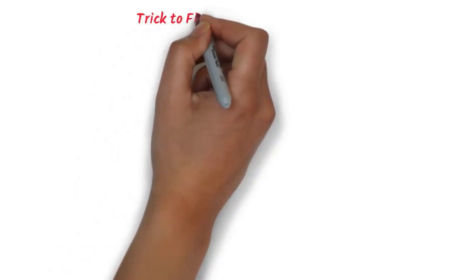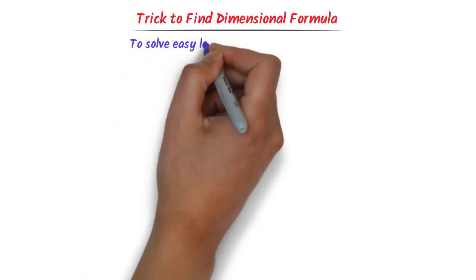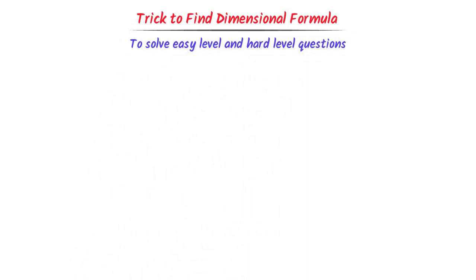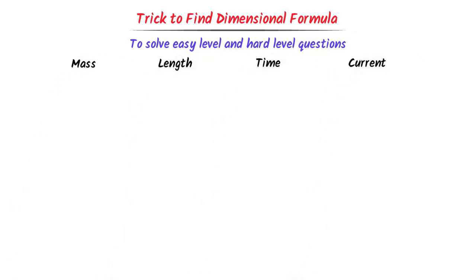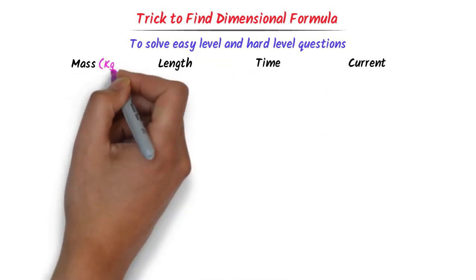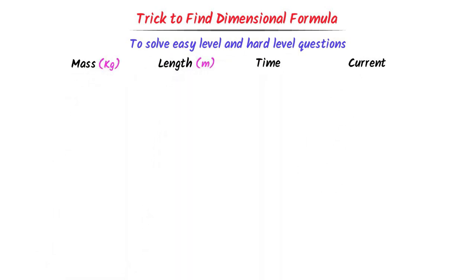And guys, your trick to find dimensional formula. I will teach you the super easy trick to solve easy level and hard level questions. Firstly, I write here mass, length, time and current. We know that the SI unit of mass is kg, that of length is meter, that of time is second, and that of current is ampere. The dimensional symbol of mass is M, that of length is L, that of time is T, and that of current is A. Now consider this question.